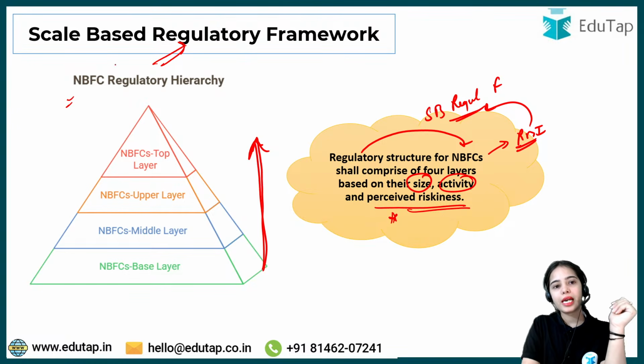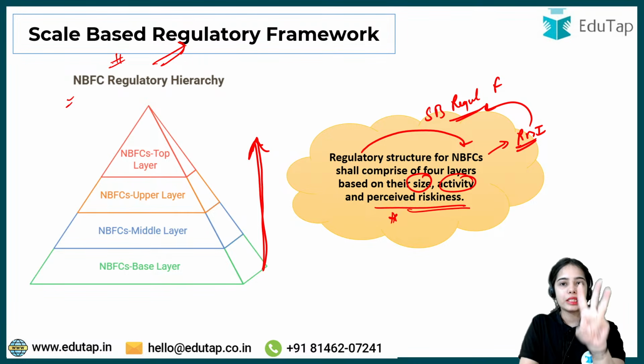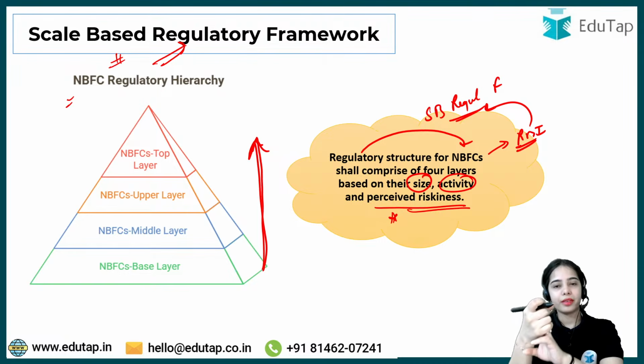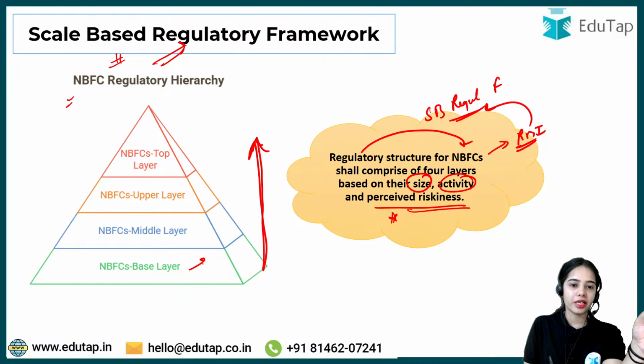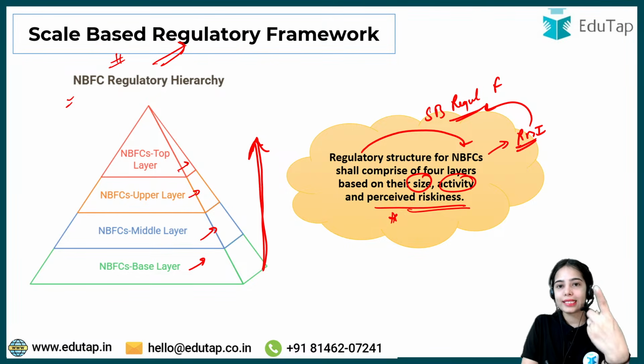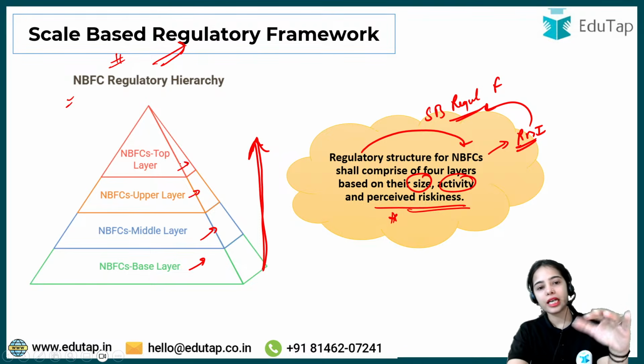So the idea is that the scale-based regulatory framework divides NBFCs on the basis of three things, that is size, activity and perceived riskiness. So NBFCs are divided into how many layers? 4 layers, on the basis of size, perceived riskiness and activity. Okay, let's understand how they are divided.